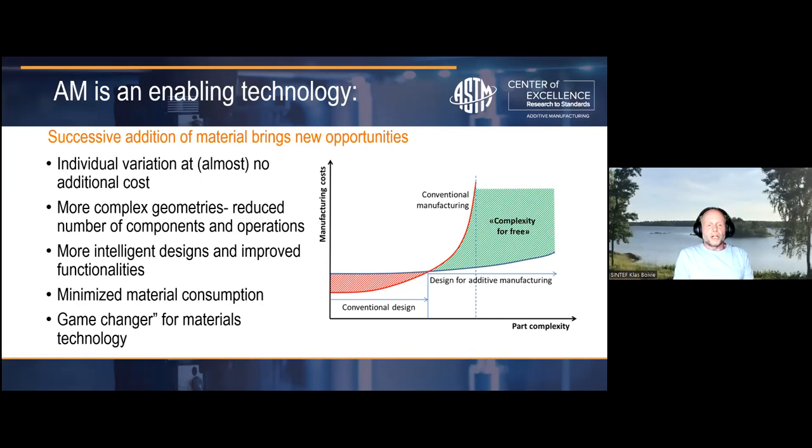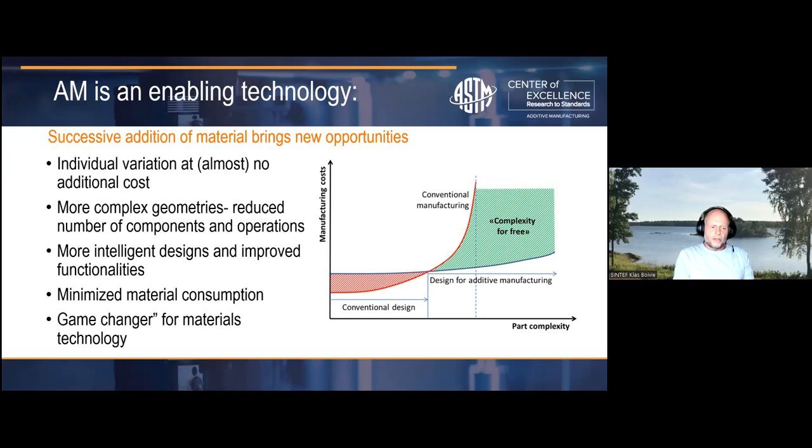You can make much more complex geometries, and this also means that you can reduce the number of components and operations because you can just put the material where you need it, and you don't need that many tools. You don't need to separate it in a way that the tool can reach in the formation or removal of a mold. You just place the material where you need it, and that enables also more intelligent designs and improved functionalities. It minimizes material consumption.